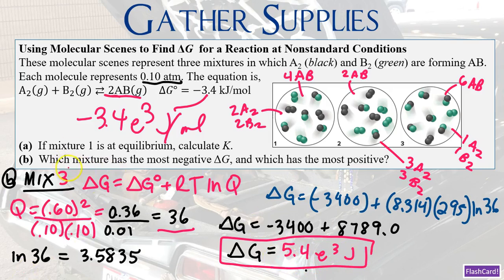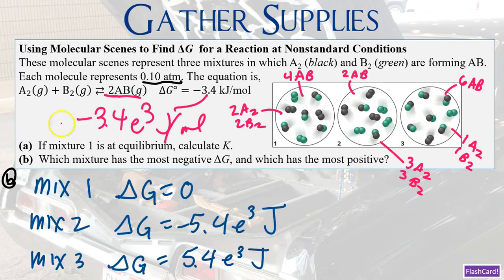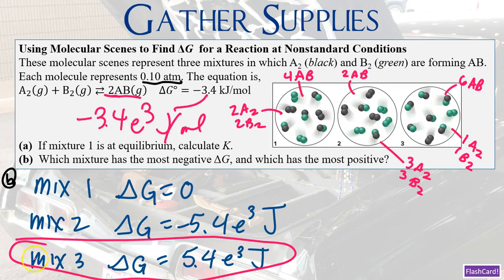Let's go ahead and complete the rest of the question because they want us to say which one has the most positive delta G. All right, so for mixture 1, we got a delta G is equal to 0 because we're at equilibrium. For mixture 2, our delta G is negative 5.4 times 10 to the 3 joules. And for mixture 3, our delta G value is 5.4 times 10 to the 3 joules, which is going to be the positive version of that. So if they're asking us which delta G is the most positive, then it's simply going to be mixture number 3. All right, folks, let's go ahead and get into another example.